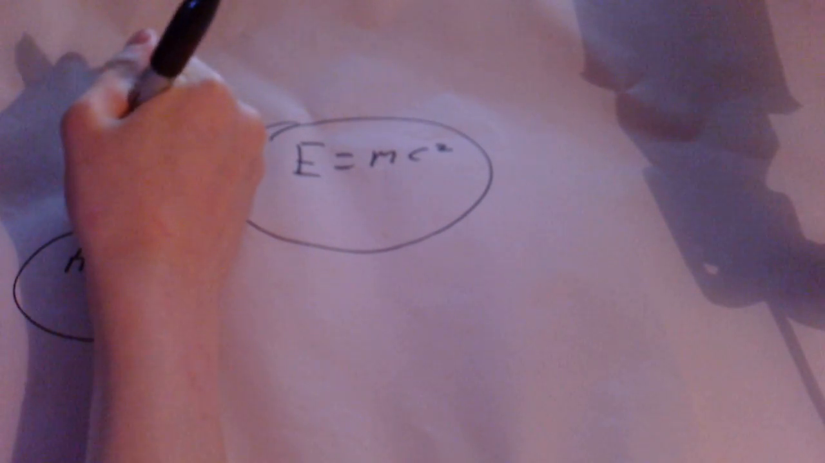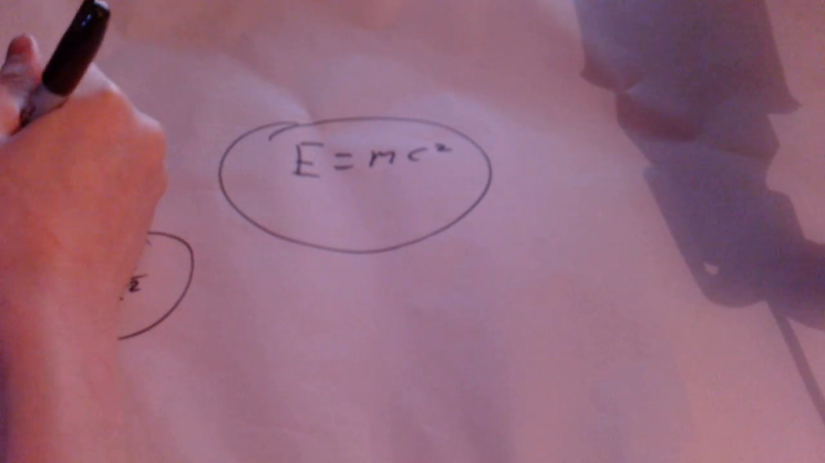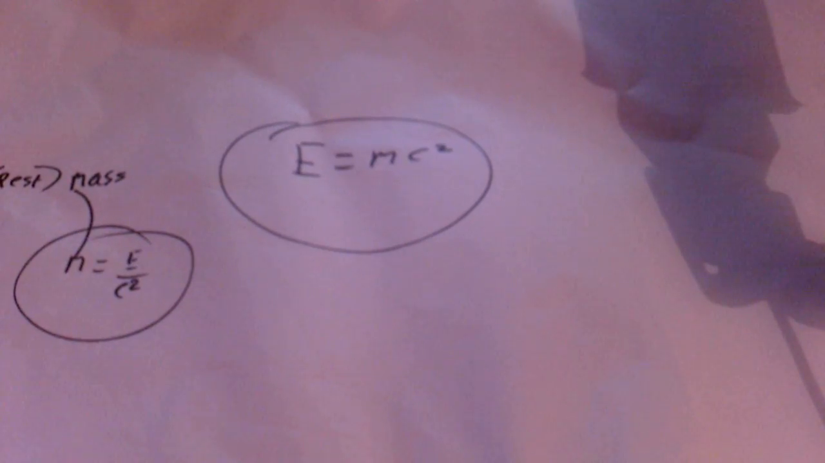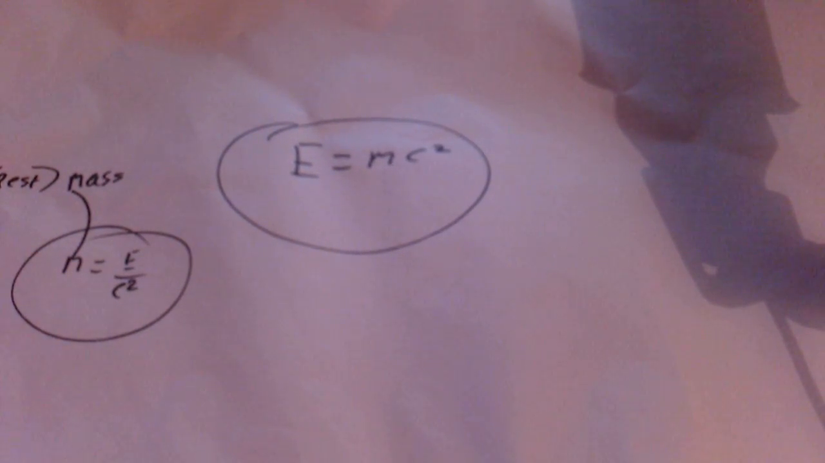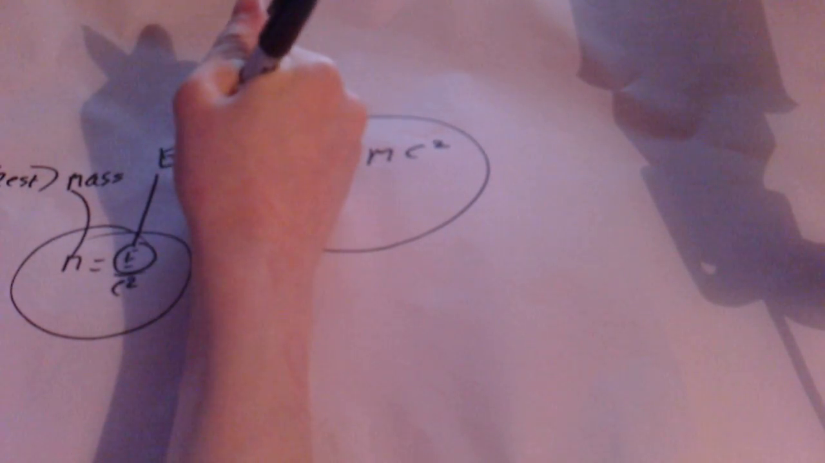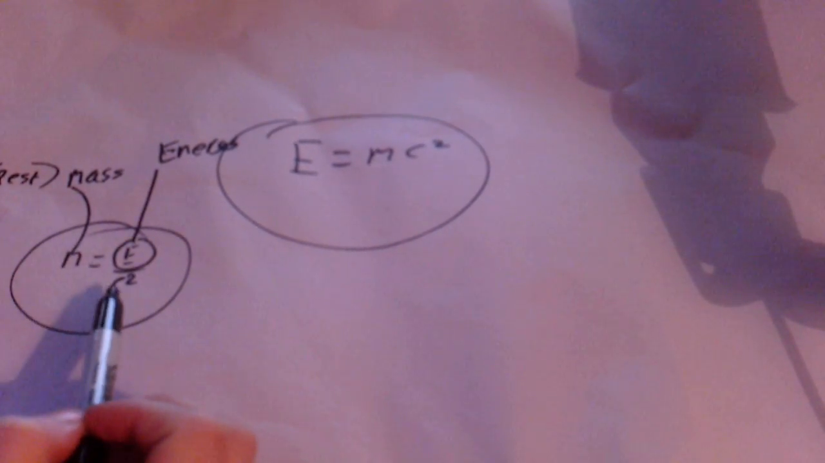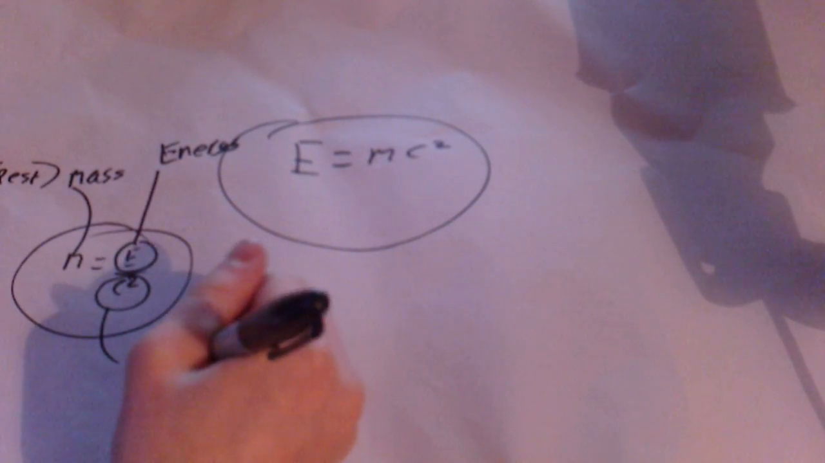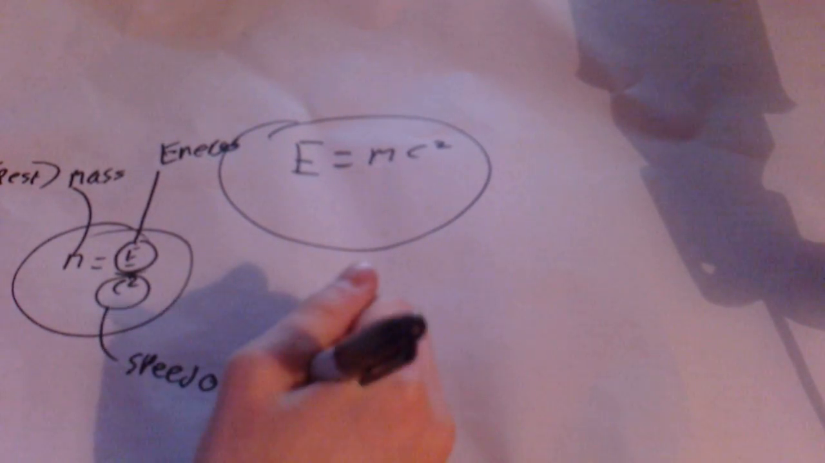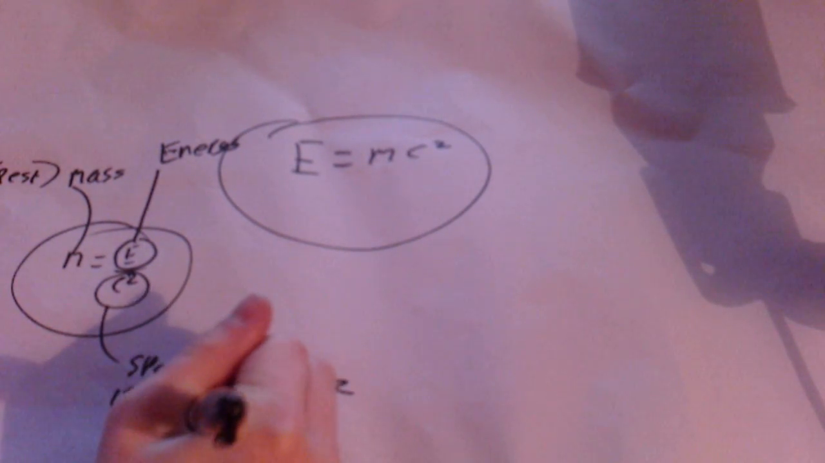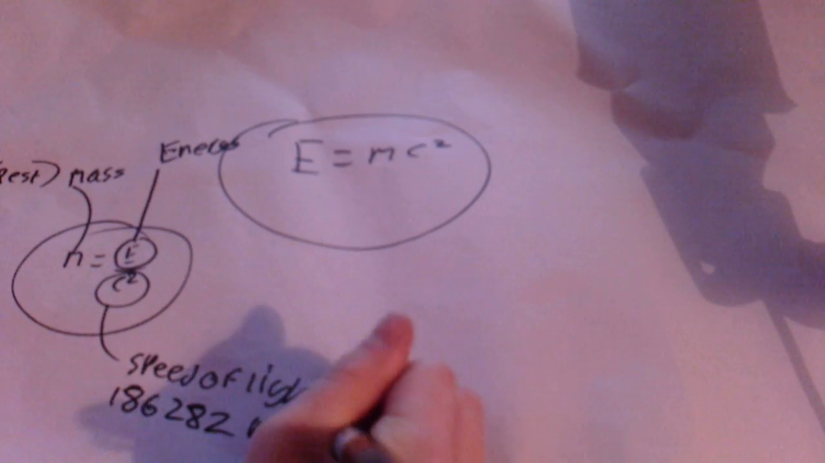And basically, what this means is mass, or rest mass, is equivalent, or it basically equals energy. So energy has a mass. So it's saying mass equals energy divided by c squared. Now, for those of you who don't know what c squared means, it's the speed of light squared, or 186,282 miles per second squared.